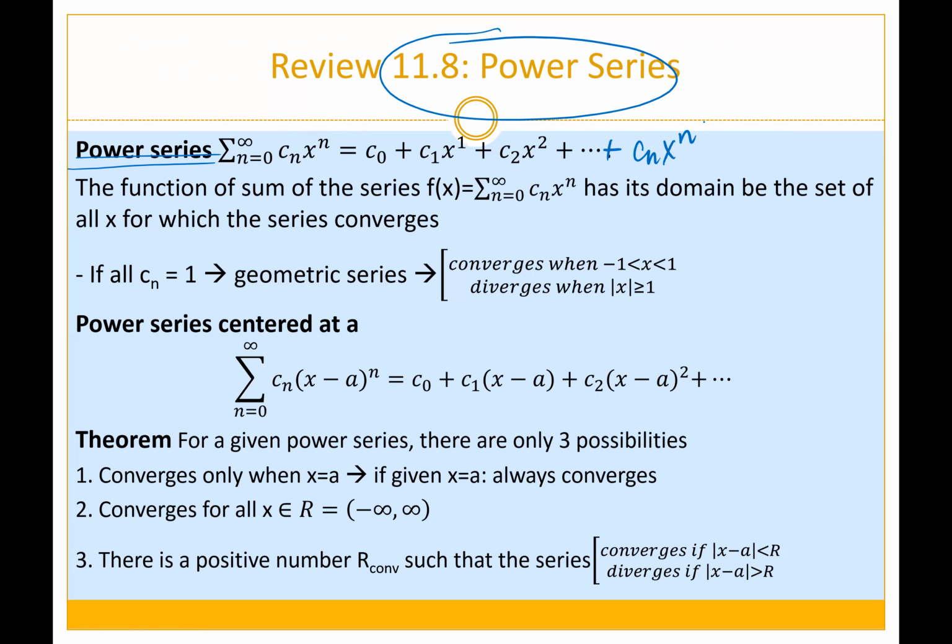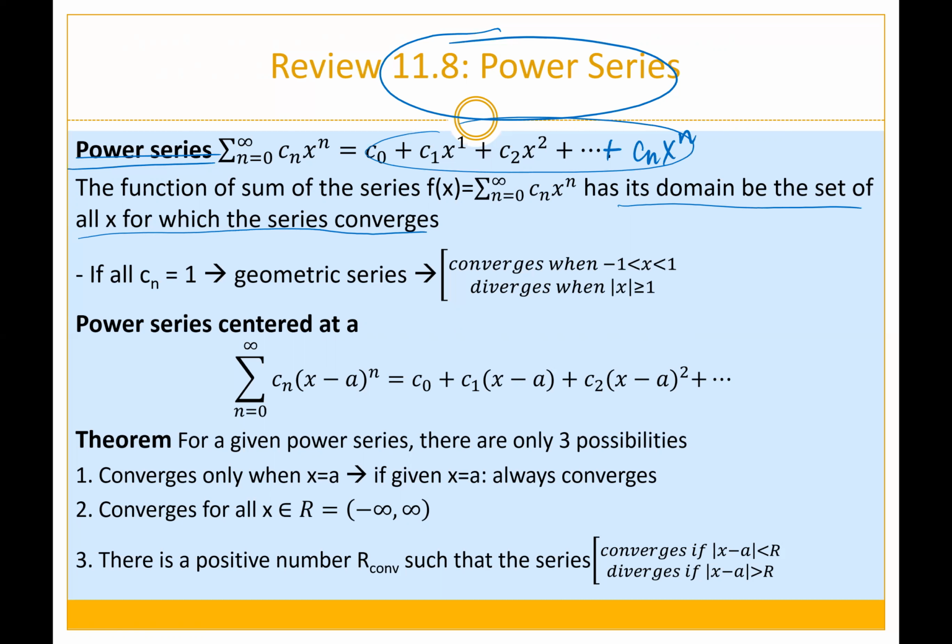This function is the sum of all of these terms. Its domain is the set of all x for which the series converges. Basically this series only makes sense when it converges, so you need to include only those values of x. That is what we call the interval of convergence and the radius of convergence.